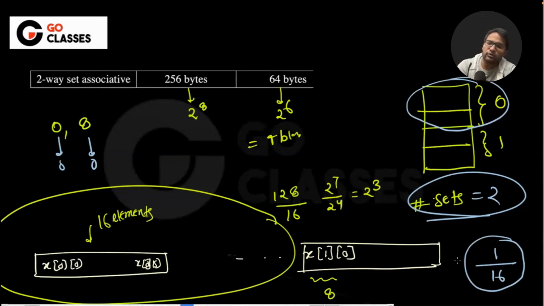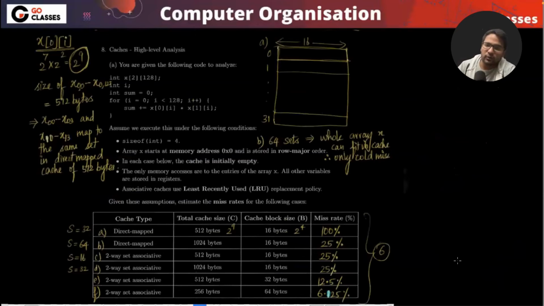Understood how we are solving all the questions? So 1 upon 16 is your answer, which is half of even this, right? In terms of percentage, it will be 6.125. So this is really a nice question where we have solved many variations so that you understand how things are happening.